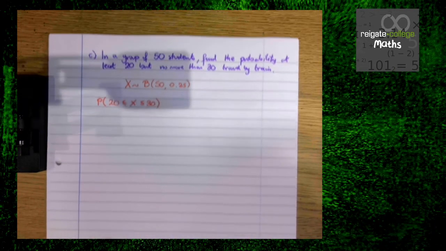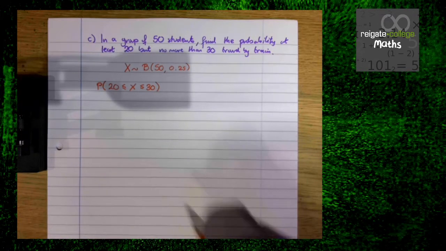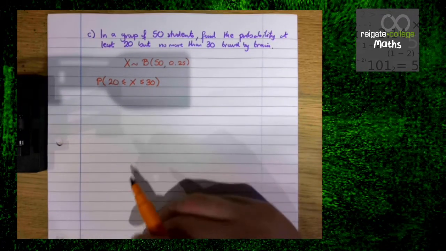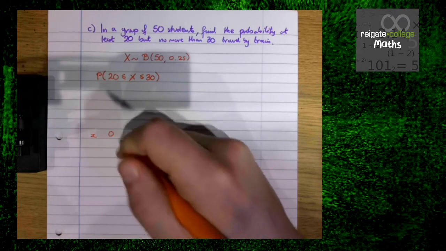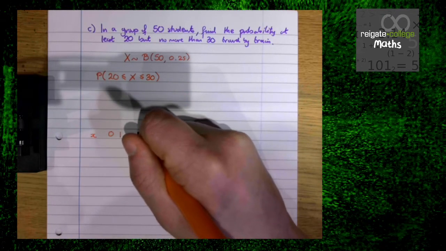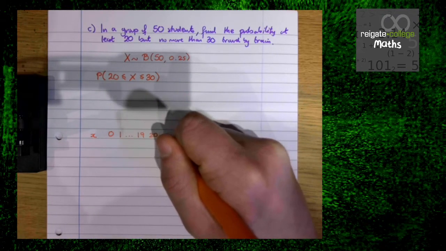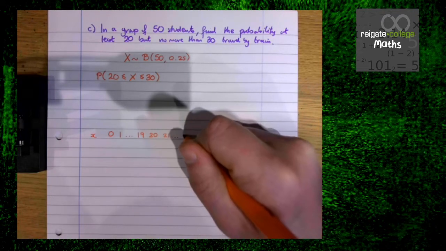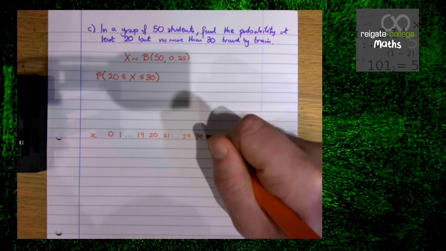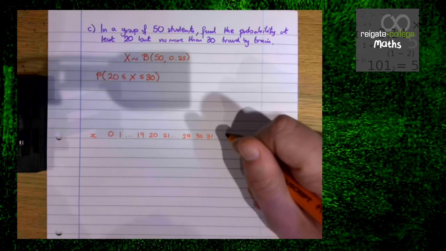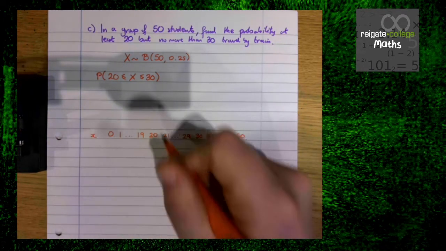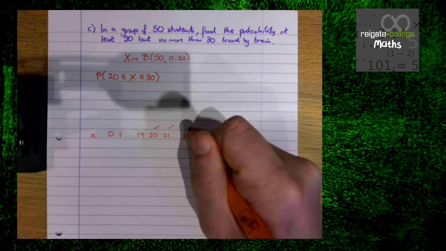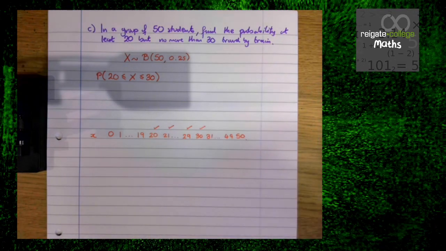So again, like before, let's have a look at our possible outcomes, and I'm just going to do it a little bit of a way underneath. So we have 0, 1, up to 19, 20, 21, then up to 29, 30, 31, and then 49, 50. So which ones do we want? We want 20 up to 30.